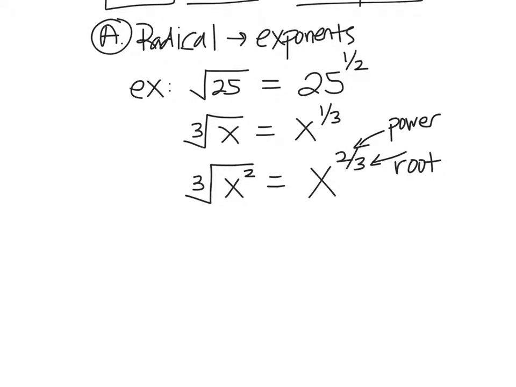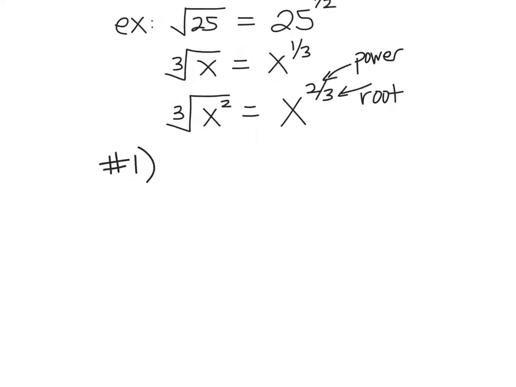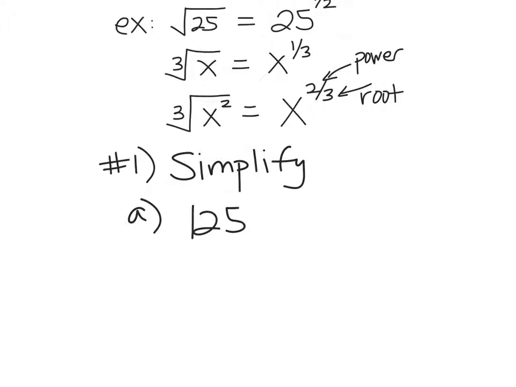Here we go. Let's do one. So number 1. We're going to simplify, and we're just going to start basically with some basic easy ones that are just numbers. So let's simplify. Here we go. We have 125 to the 1/3. Now some people, they don't like fractions, right? Are you a non-fraction lover? I like fractions. They're okay.